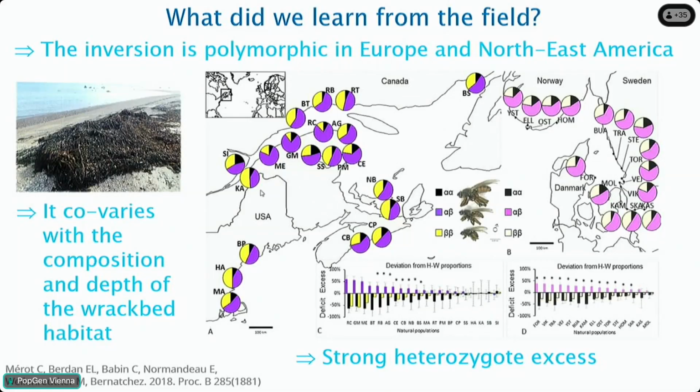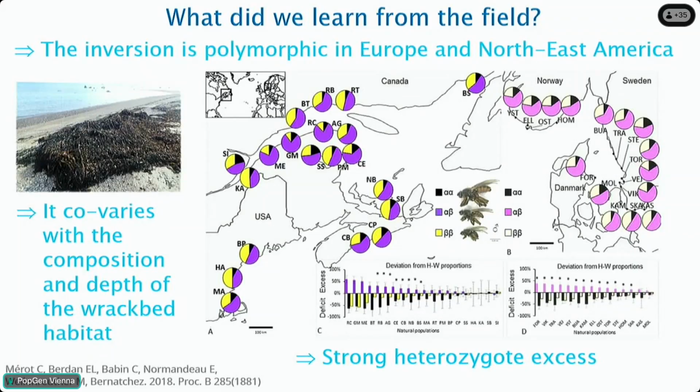And when I analyzed the frequency of the inversion with the local environment, I found that it co-varies with how big the rock bed habitat is, how warm it is, and what the composition is in terms of fucus versus laminaria, rock versus kelp. So it seems that the very local microhabitat is co-varying with the frequency of the inversion.